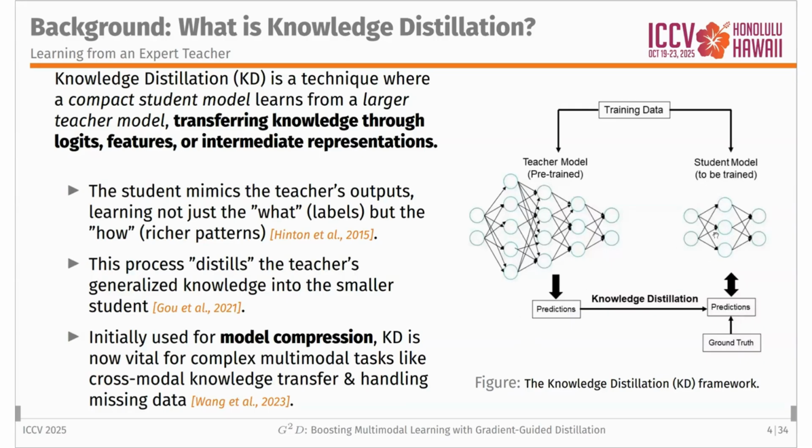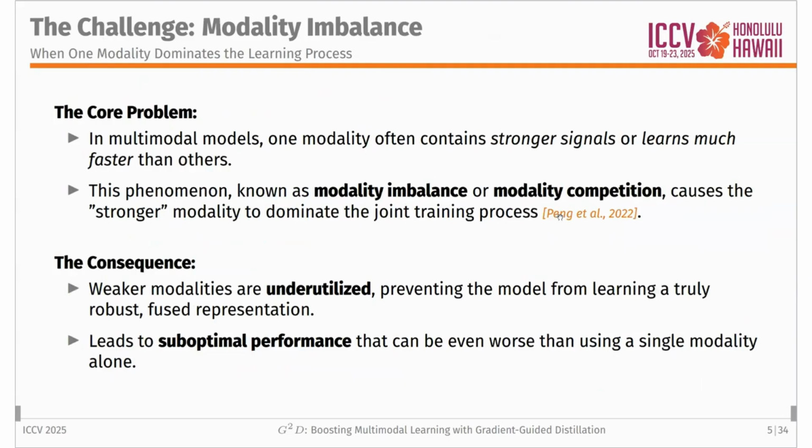The student model is being trained and it also generates predictions, and the predictions of the student model are aligned not only with the ground truth labels of the dataset but also with the predictions of the teacher model via loss functions. This is how the student model tries to learn from the teacher model, and that is what knowledge distillation is about. Now, knowledge distillation was typically used for model compression. However, nowadays it's being used for complex multimodal tasks like cross-modal knowledge transfer and also handling missing data. In our case, we'll not be using it for any of these purposes. We'll be using knowledge distillation to solve a problem called modality imbalance.